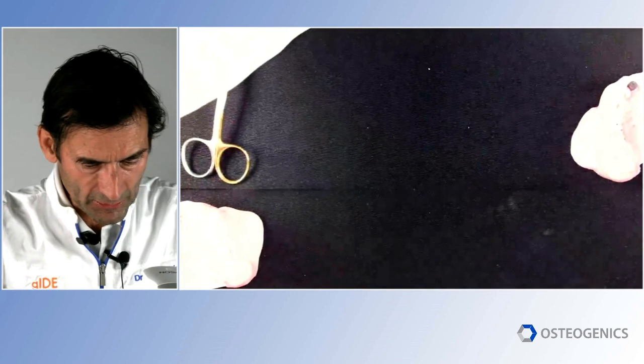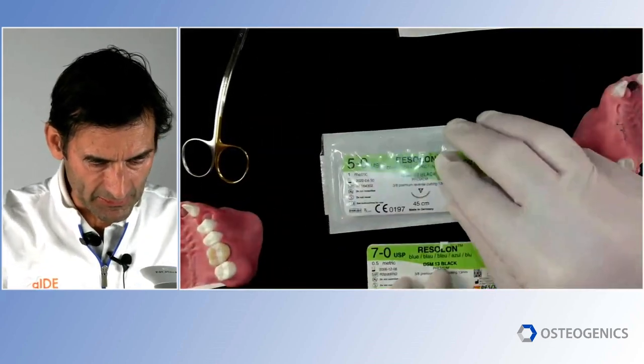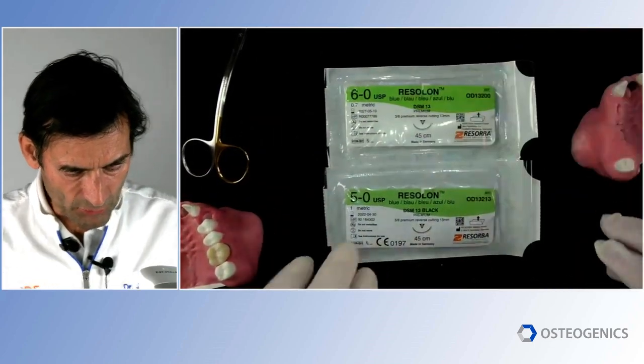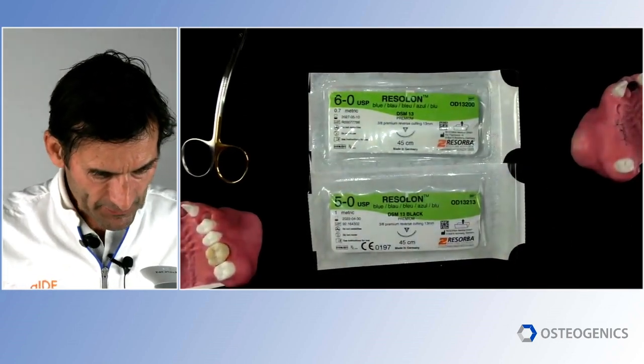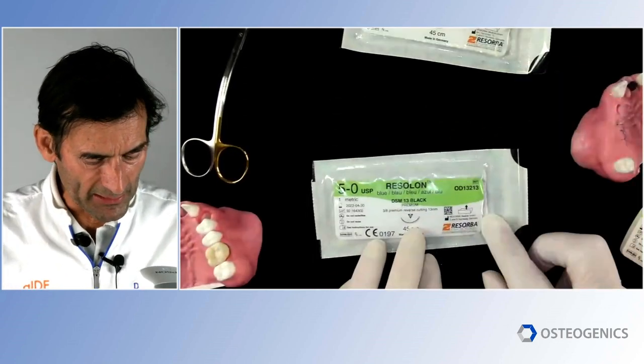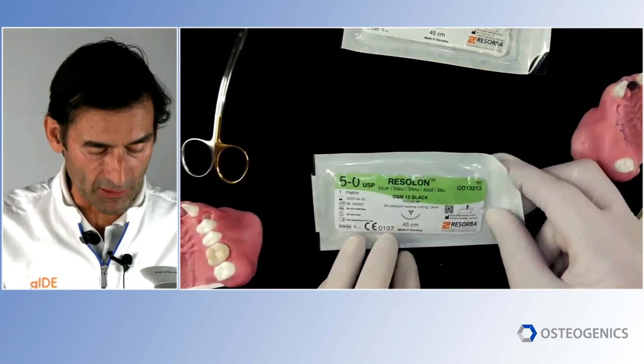Now let's go to the Resilon. So these are like the nylon sutures. And I'm just putting a couple out here so you can see it, because probably the most used one again from nylon is probably the 5-0 Resilon.